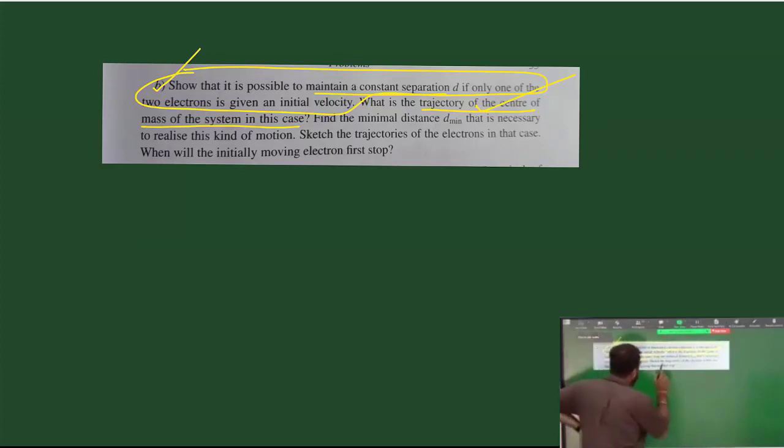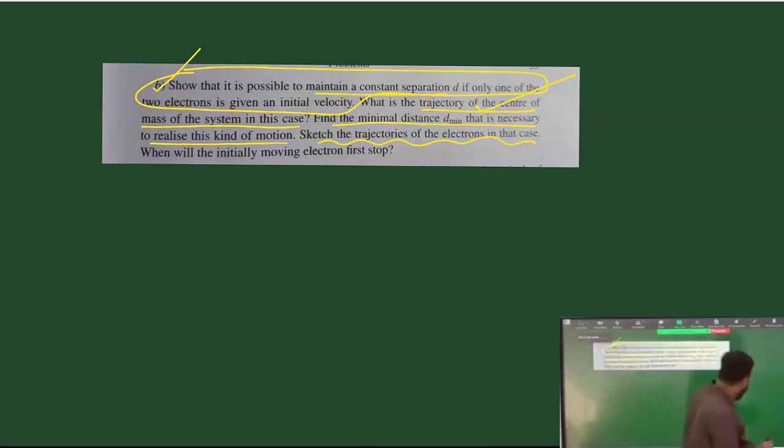And the third thing again is what is the minimal distance that is necessary to realize this kind of motion. Last, it is a qualitative problem. He also said to sketch the trajectories of the electron in that case. And also tell me, very interesting, last problem, when will the initially moving electron stop for the first time? So, a lengthy problem, I will go step by step to solve it.